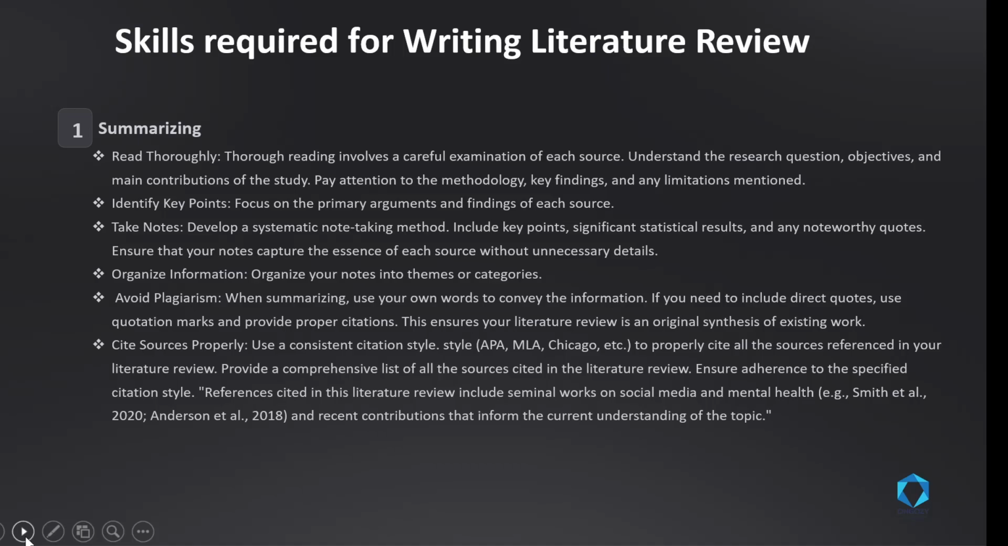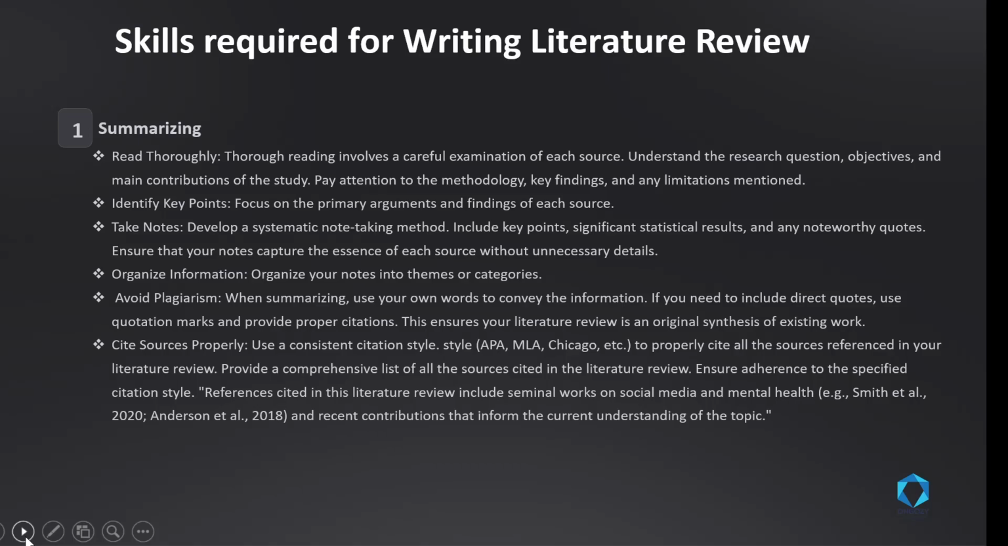Then the next thing is to avoid plagiarism. When you're summarizing, use your own words to convey the information. Don't just copy-paste what other people have written. Read and then use your own words to rewrite that information. When you need to directly quote somebody, use quotation marks. Okay? Provide very good citations for your work.